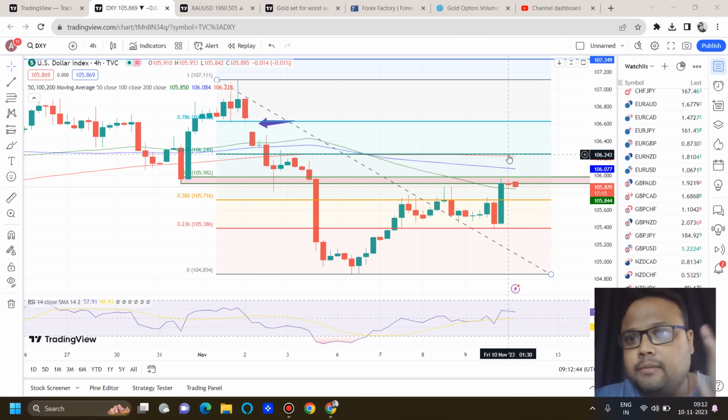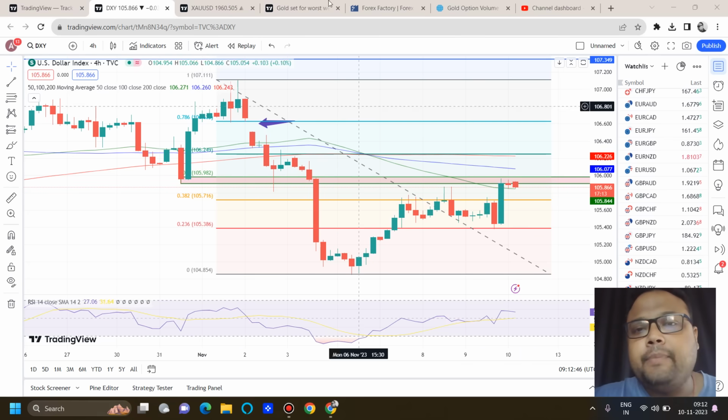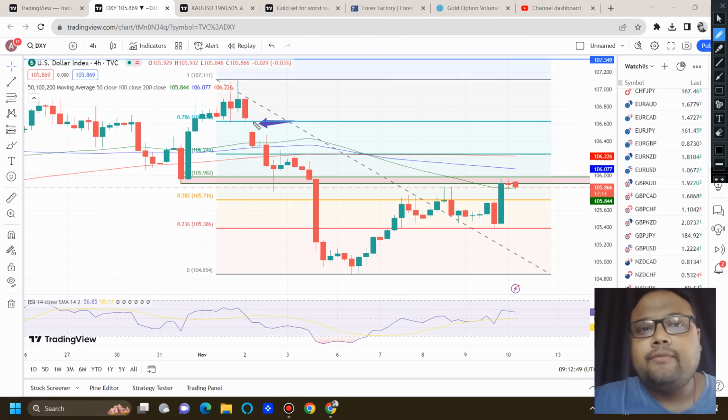The most important thing here is the gap. You can see we have a gap here, and the market doesn't like gaps, so there's a good chance that DXY will be going upside in the coming days to fill the gap.